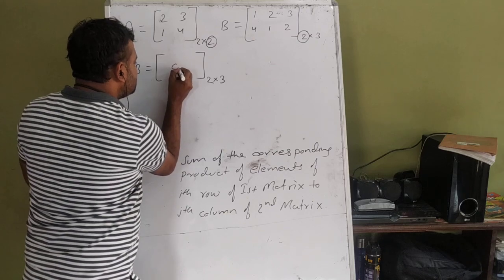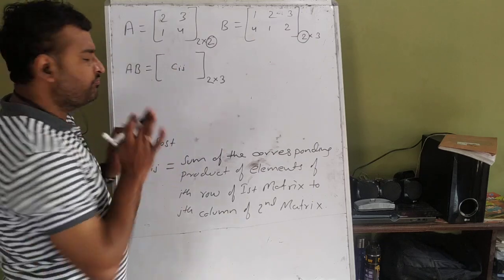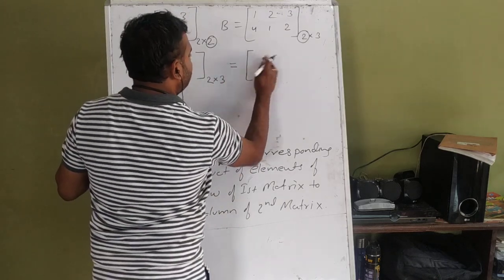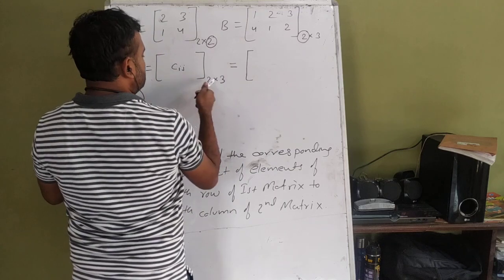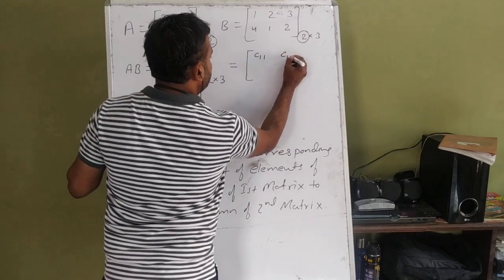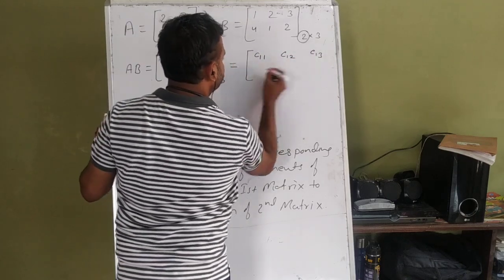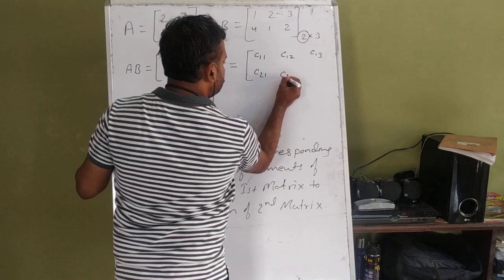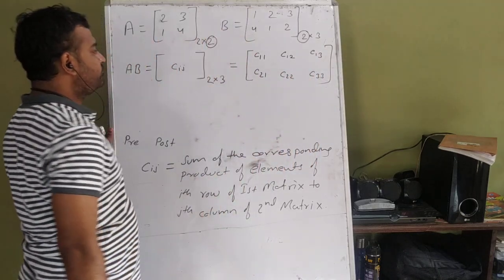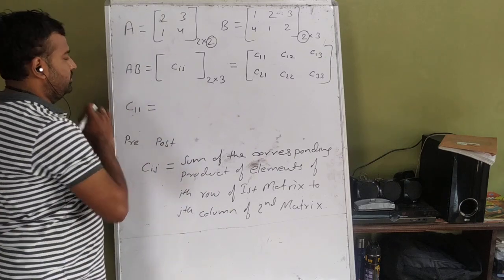Let us consider this is your Cij and that is 2 by 3. Cij can be written in expanded form like this: 2 rows and 3 columns. It can be written as C11, C12, C13, C21, C22, C23. Now, how can C11 be calculated?